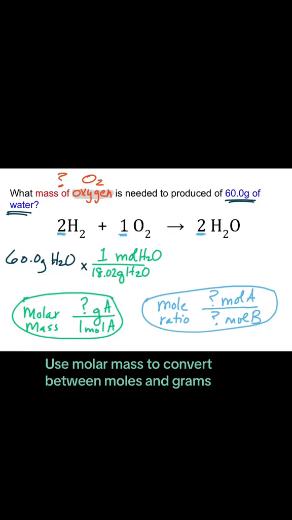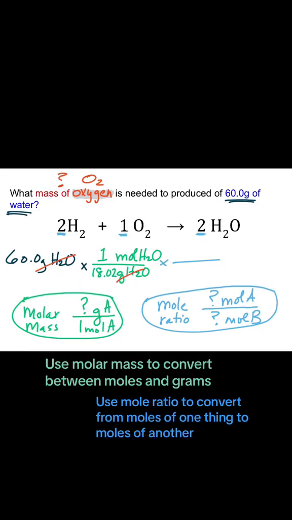And I had to get to moles of water so that I can use my mole ratio, because I want to trade in moles of water for moles of the thing that I want. If you're going to go from one substance to another, then you have to use a mole ratio. And I'm going to get the coefficients from the reaction. There's a 1 in front of oxygen, a 2 in front of that water.